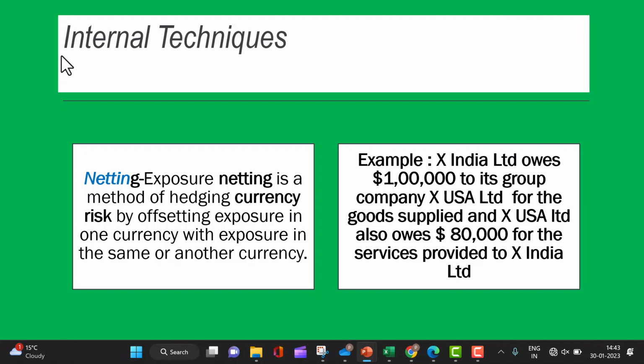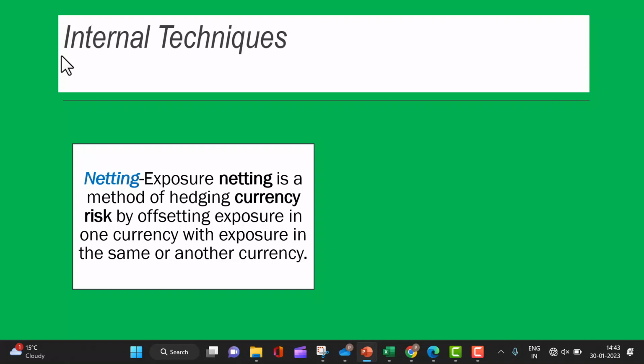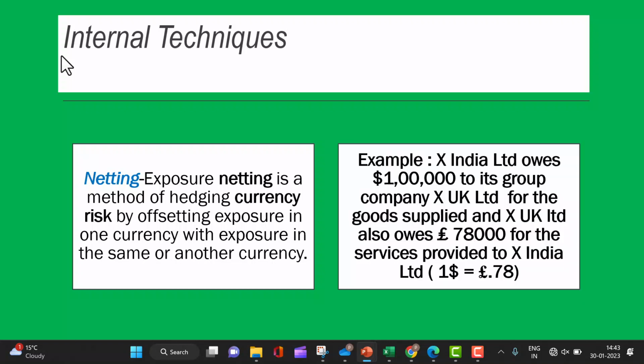Okay, you have to get 1 lakh and he has to pay 80,000. So you can have a netting of that and just square up the amount and then deal with only the net amount. Okay, so then your exposure is going to go down. Fine. Is that okay? Now, in another currency also, if you do it with the exposure in the same or another currency.